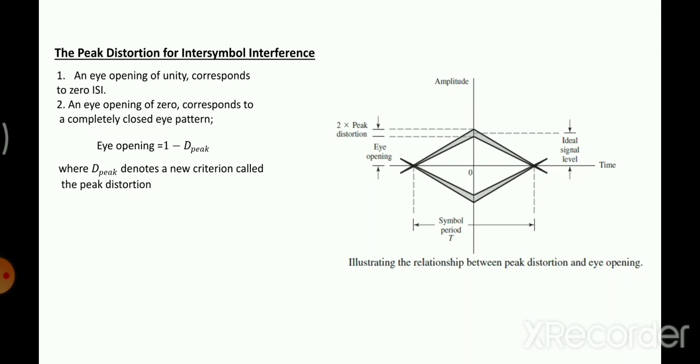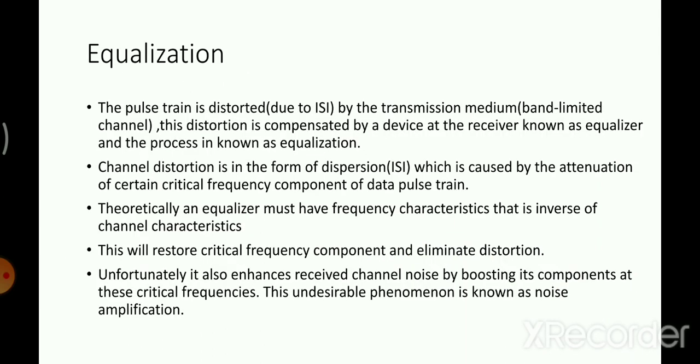Alright, the next topic that we have is equalization. We're going to discuss equalization in the next video, but here we have a brief introduction of what equalization is. As you can see, the pulse train is distorted by the transmission. Distorted means because of the ISI it gets distorted by the transmission medium. What is the transmission medium? It is the channel, a band limited channel. This distortion is compensated by a device in the receiver known as an equalizer.